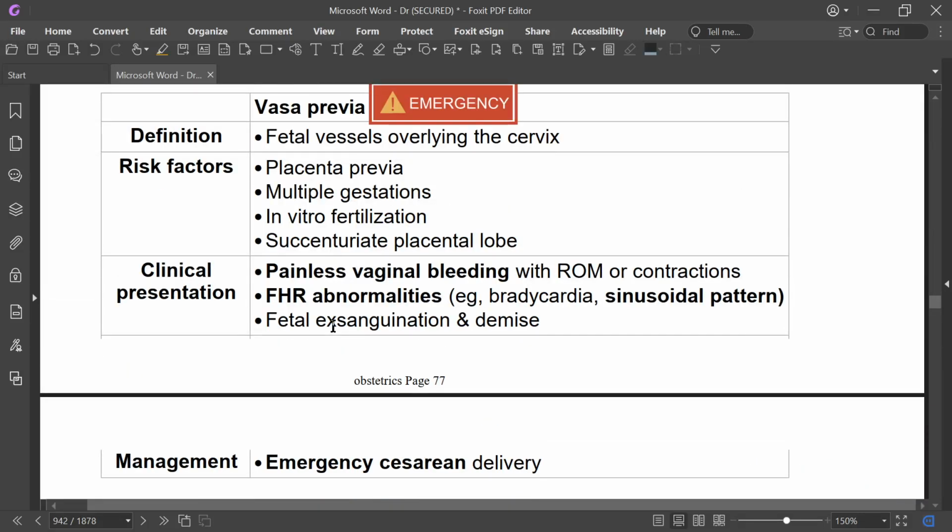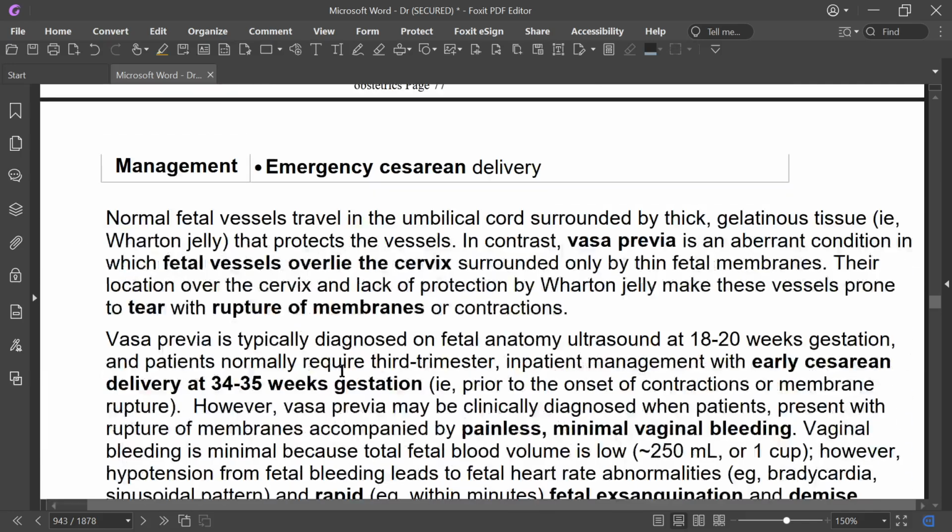So, fetal vessel within the cervix. Risk factors are prior placenta previa, multiple gestation, IVF, and succenturiate placental lobe. Painless vaginal bleeding with rupture of membranes or contraction, fetal heart rate abnormality, bradycardia, and sinusoidal pattern, fetal exsanguination and demise. Management is emergency delivery, emergency cesarean delivery.